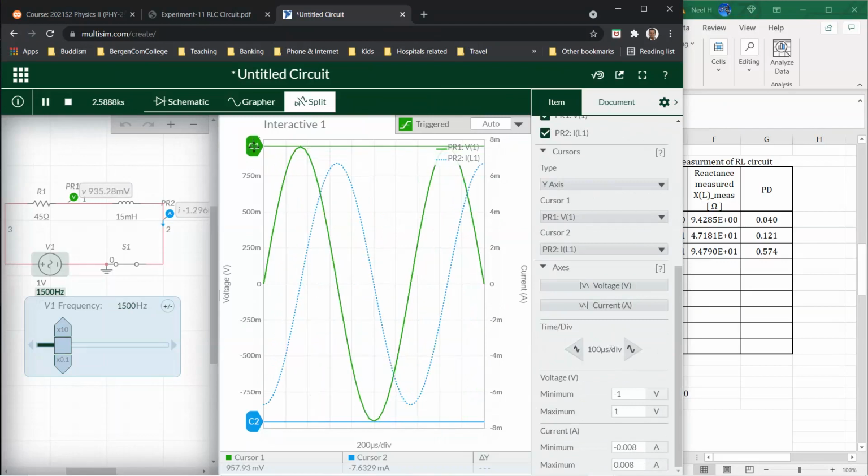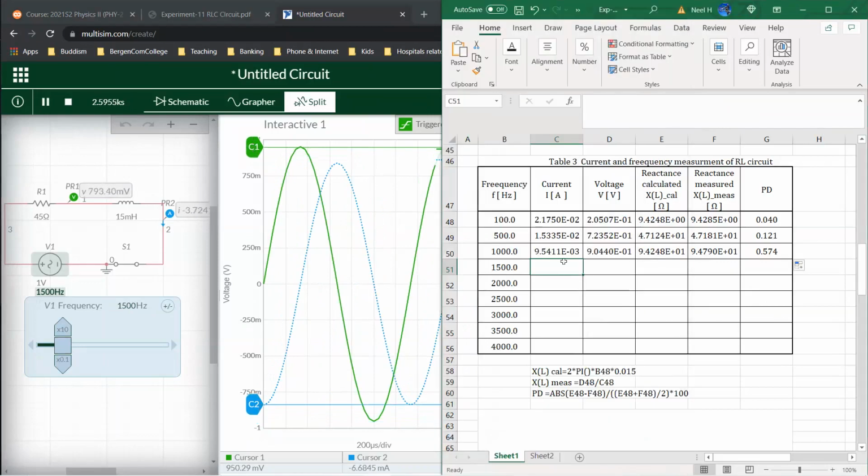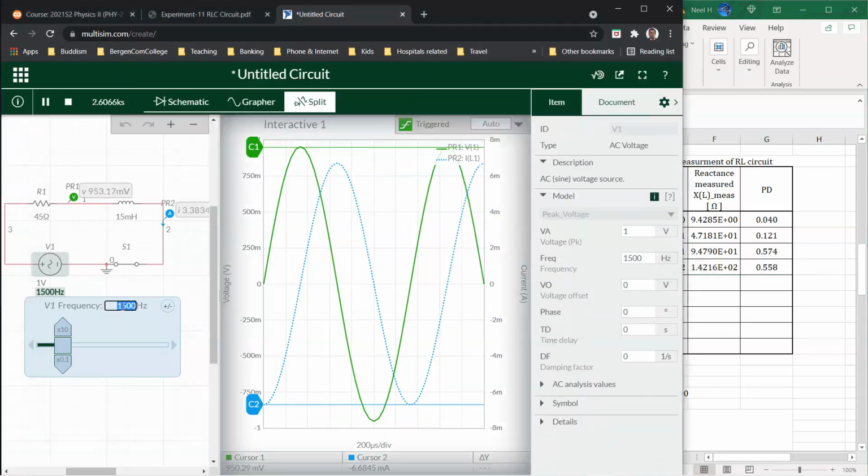Okay, the voltage cursor I had to change a little bit, and the current cursor we also need to move a little bit. All right, looks good. Current is about 0.00668845, and the voltage is 0.95029. We'll click and drag this to, looks good. We'll do 2000.